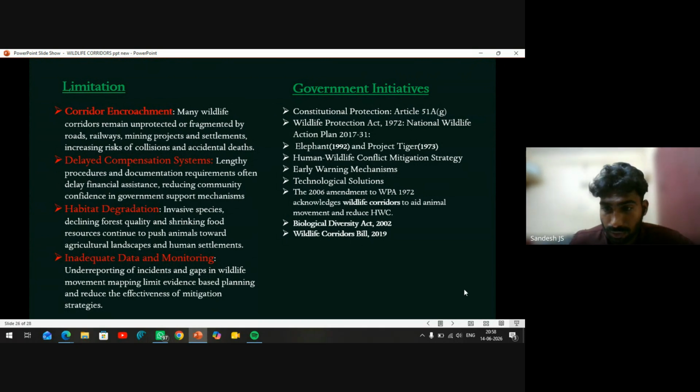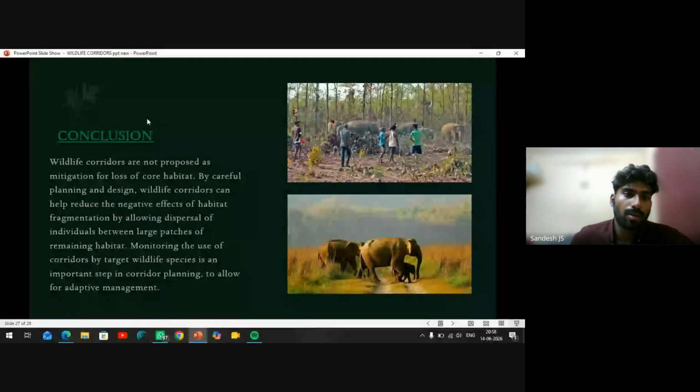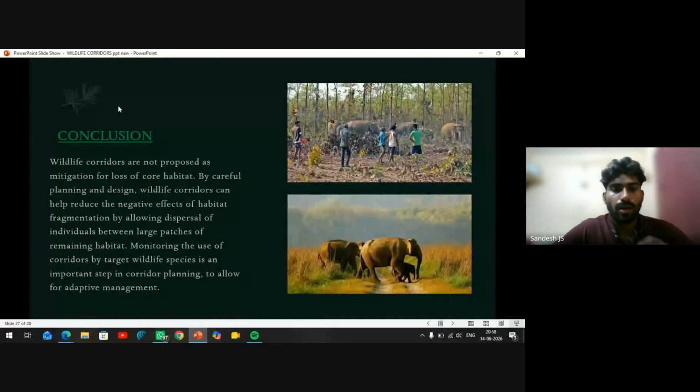Coming to the conclusion, wildlife corridors are not proposed as mitigation for loss of core habitat. By careful planning and design, wildlife corridors can help reduce the negative effects of habitat fragmentation by allowing dispersal of individuals between large patches of remaining habitat. Monitoring the use of corridors by target wildlife species is an important step in corridor planning to allow for adaptive management.